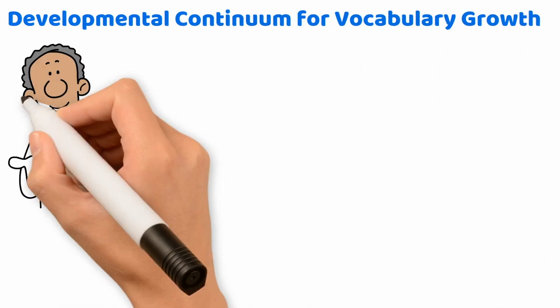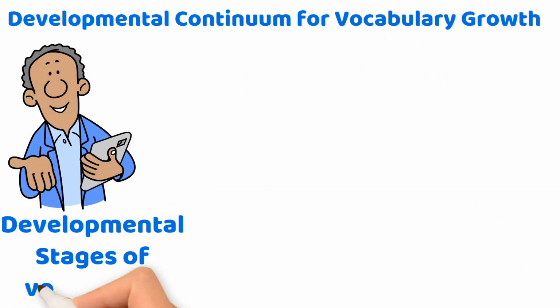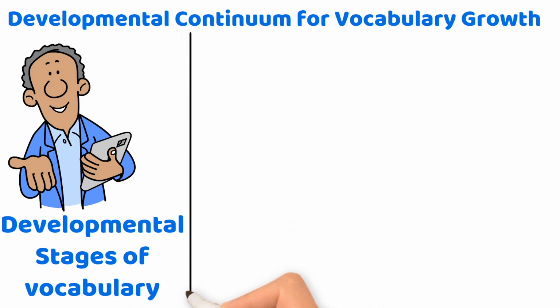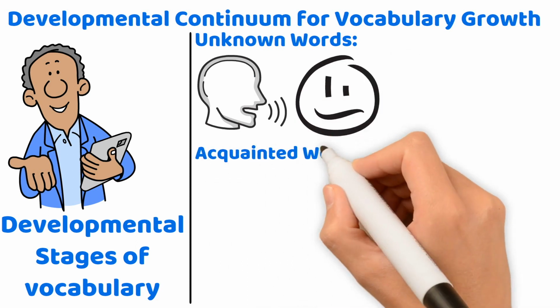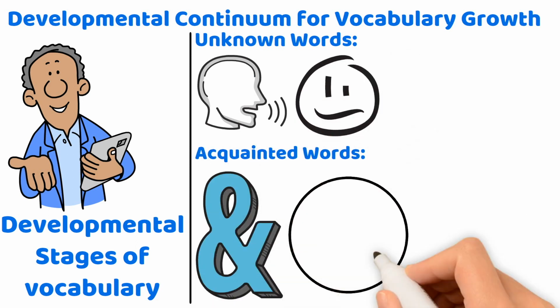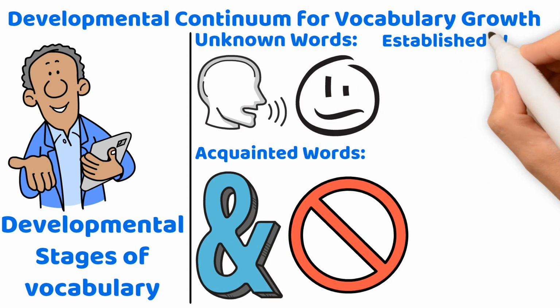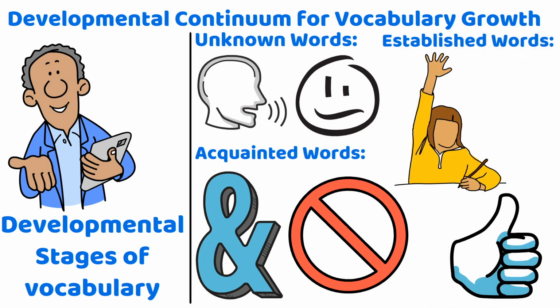Developmental continuum for vocabulary growth. Let's get you prepped for test day by understanding the developmental stages of vocabulary. Unknown words. Words completely unfamiliar to the student. Acquainted words. Words the student recognizes but doesn't fully understand. Established words. Words the student knows well and can use confidently.